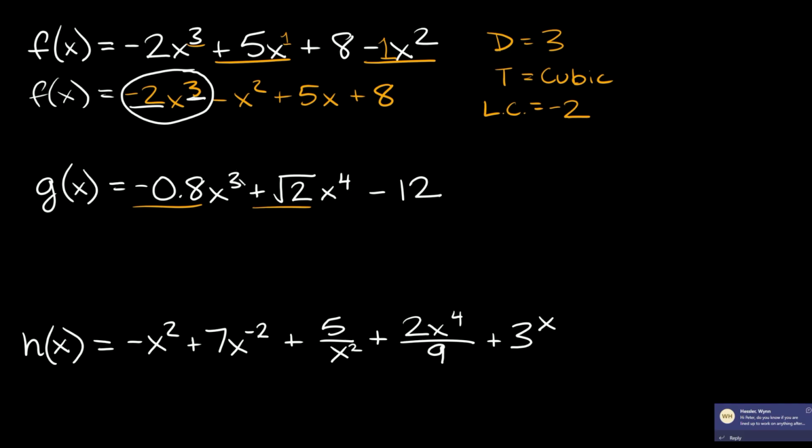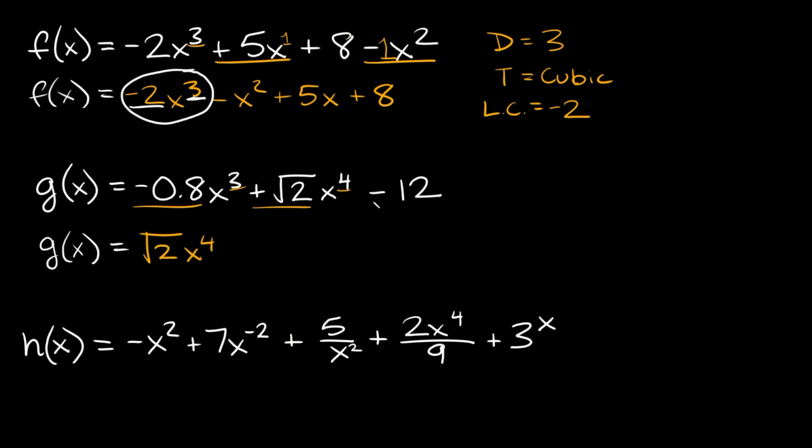And the other thing we want to look at are the exponents, right? So they're whole numbers, right? This is a +3, that's a +4, so those are good, okay? So now that we've checked all that, now we can write it in standard form. So again, in descending order with the exponents from largest to smallest. So this is going to be g of x is equal to, and then we're going to go with this one first, right? So positive √2 x to the fourth, and then this one's next, so minus 0.8 x cubed, and then minus 12.